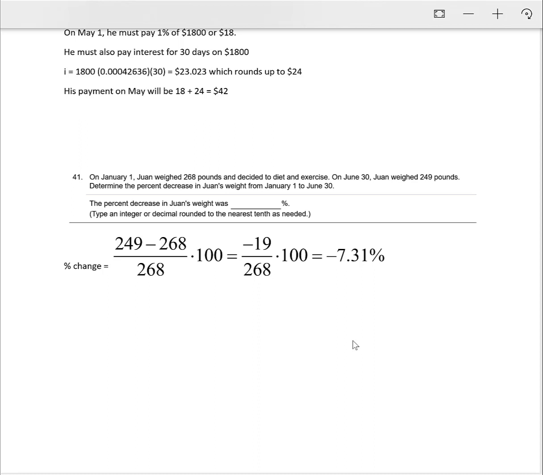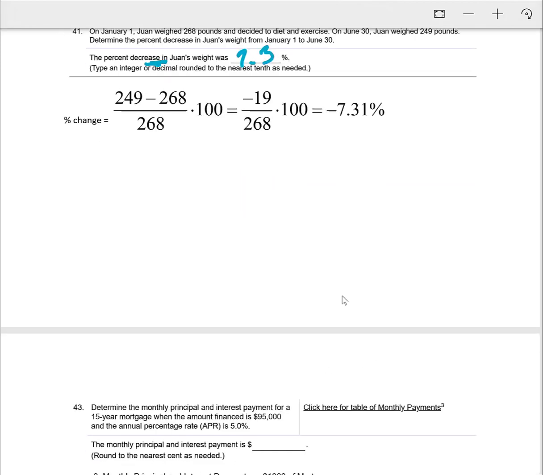So it's a decrease of negative 7.3%. Now notice it's a decrease described here. So when you put the answer in, you're only going to put in the 7.3. You're not going to put the negative in front of it because it's being described as a decrease.